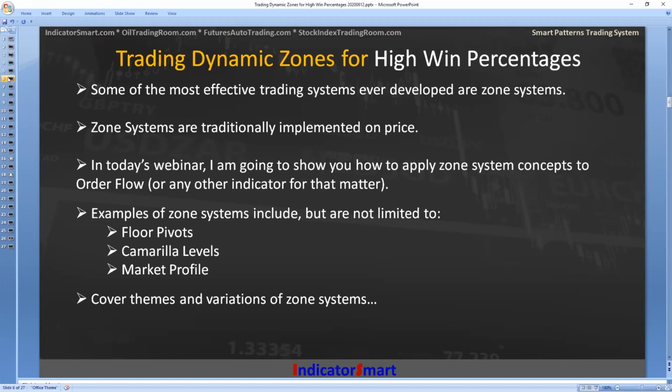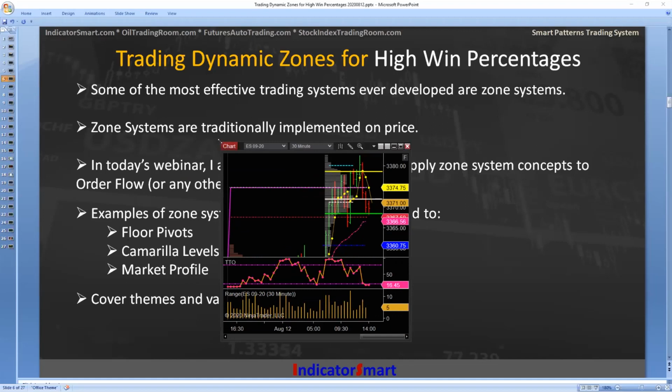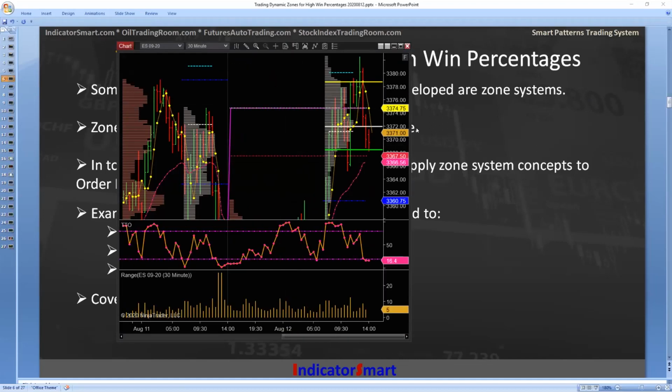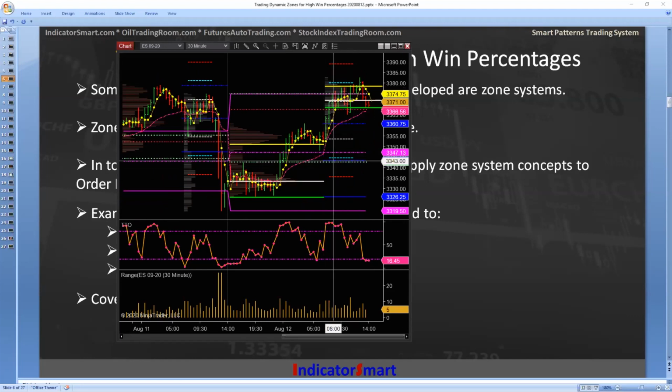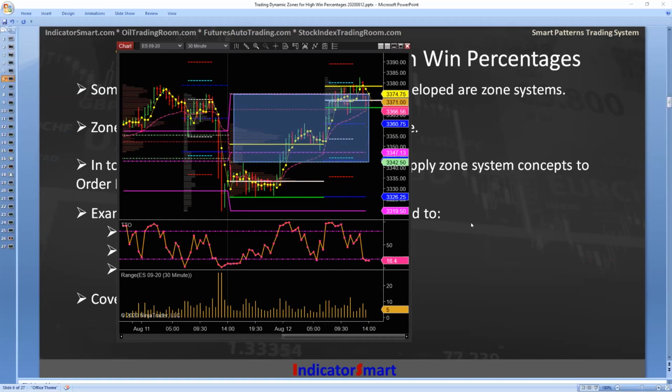I'll throw a couple of statistics at you that we use on a daily basis to great success. If you open inside the value area in just about any market, so what's the value area? This is just a chart here, a value area chart for the ES today. The value area low today is 3342.50, and the value area high is 3374.75. It's that zone right there.